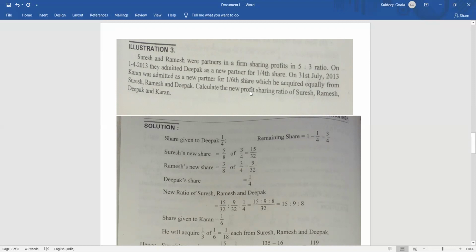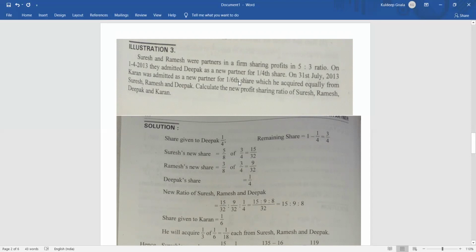So whenever you find multiple new partners, first of all take one part first. That means up to Deepak you will do first, then you will go for Karan. Assuming first that Suresh and Ramesh are the old partners, you admit Deepak. After finishing Deepak, you take Suresh, Ramesh and Deepak as old partners and Karan as a new partner. Clear? This is how you are going to do this type of sum.